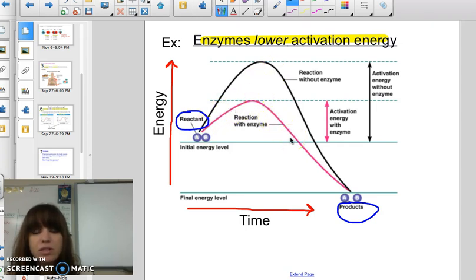So your goal to get a good chemical reaction is to have as little activation energy as possible. That enzyme allows it to react a lot quicker and a lot easier.